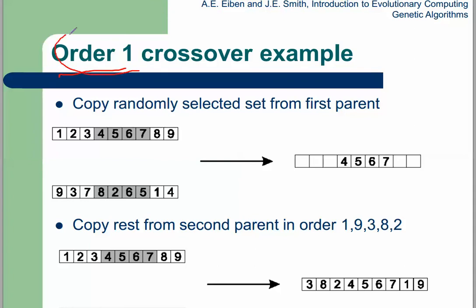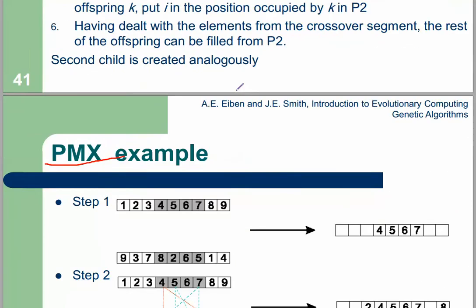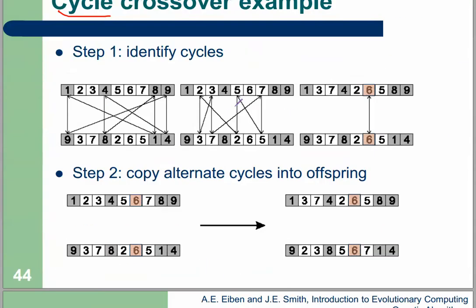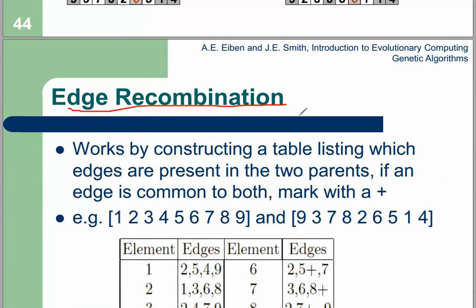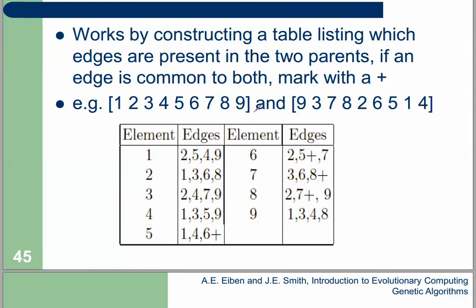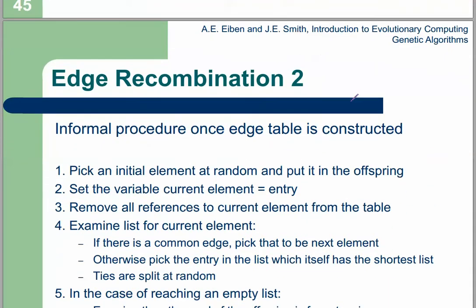So order 1 makes more change, more explore, in the parent, and the children are more different from their parents. But with edge recombination, the children are more similar to their parents. These four types of crossover are used for permutation representation.